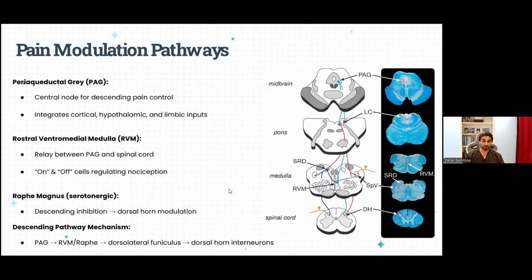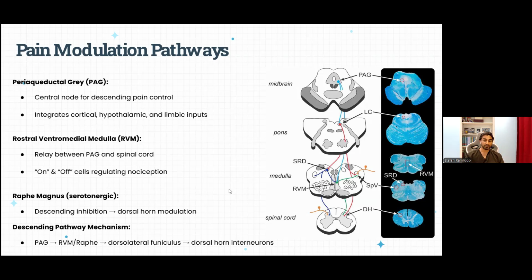So the brainstem also plays a central role in descending modulation of pain. And this pathway is particularly important because it explains endogenous analgesia, or the mechanism of opioids, and changes in pain perception following brainstem injury. So the starting point here would be the periaqueductal gray, which is located in the midbrain.